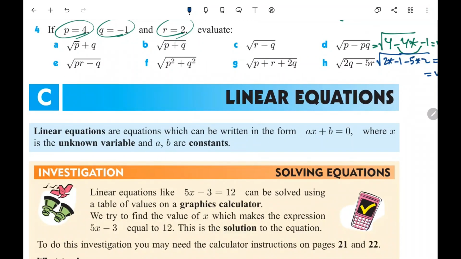Okay, and right now section C, linear equations. What is a linear equation? Linear equations, as the book mentioned, are equations which can be written in the form ax plus b equals 0, where x is the unknown variable, while a and b are constants. So a and b will be constant numbers, but x is unknown, or a variable.